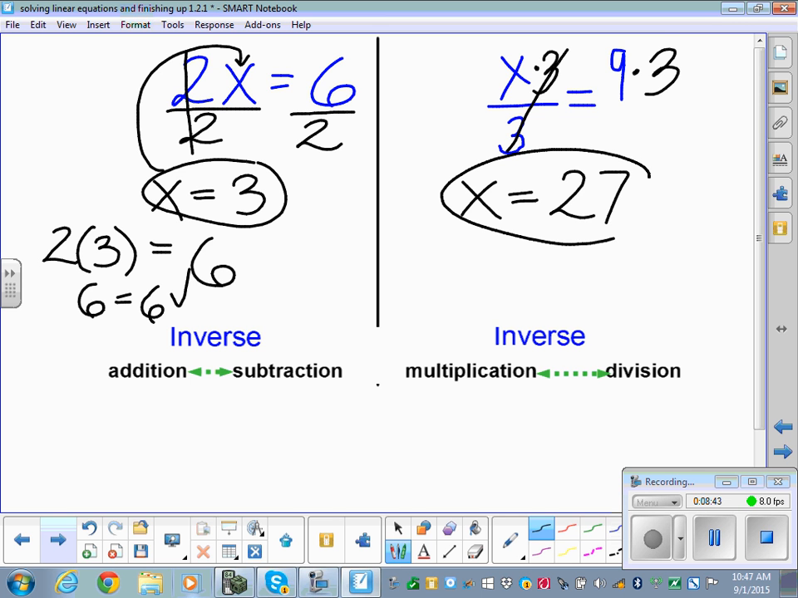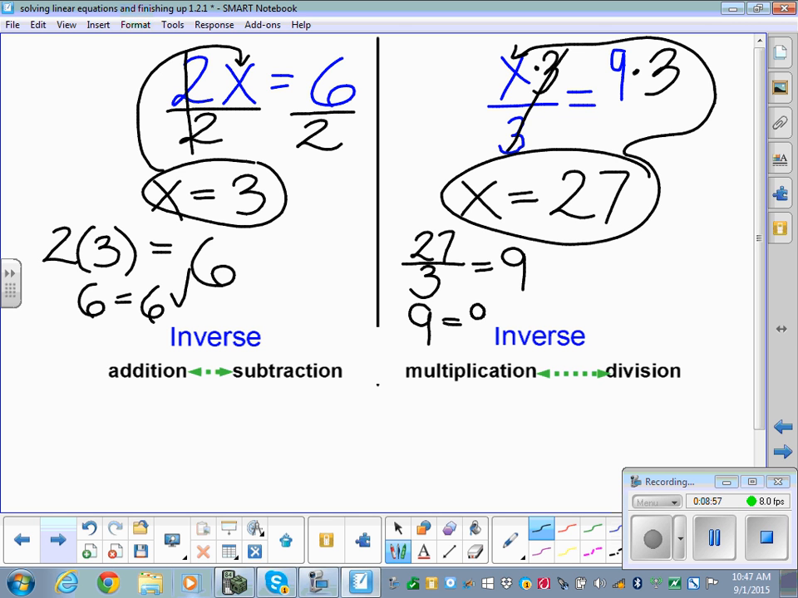You're going to check your answer by plugging it back into the original problem wherever there's an x. So that was 27, we're plugging it in wherever there's an x over 3 is equal to 9. Let's see, is that a true statement? What's 27 divided by 3? 9 is equal to 9. True statement? Okay, good. Questions?